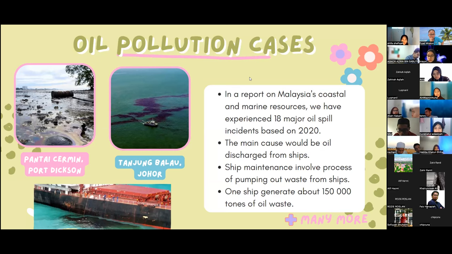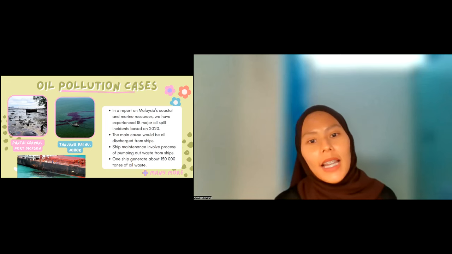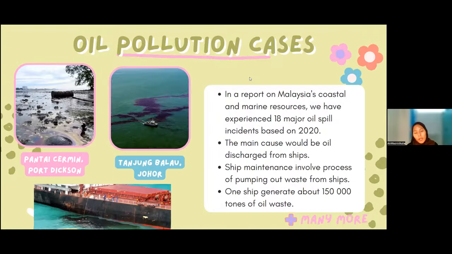In a report on Malaysia's coastal marine resources, our country is said to have experienced about 18 major oil spill incidents. And a study pointed out that the main cause would be oil discharge from ships. In Malaysia, we know how busy the Straits of Malacca are with some famous ports like Port Klang. And in ports like this, you'll find that oil discharge is unavoidable because ship maintenance involves pumping out waste from the ships. And for your information, one ship could generate about 150,000 tons of oil waste. So just imagine how many tons of oil are released into the sea on a daily basis.